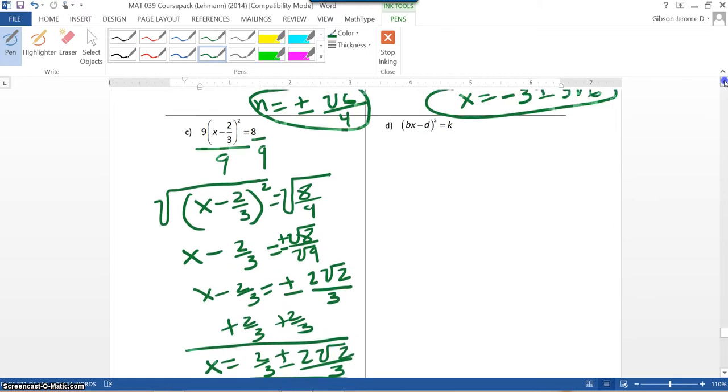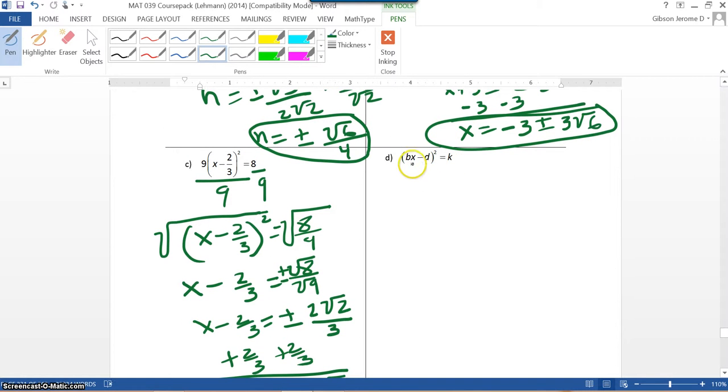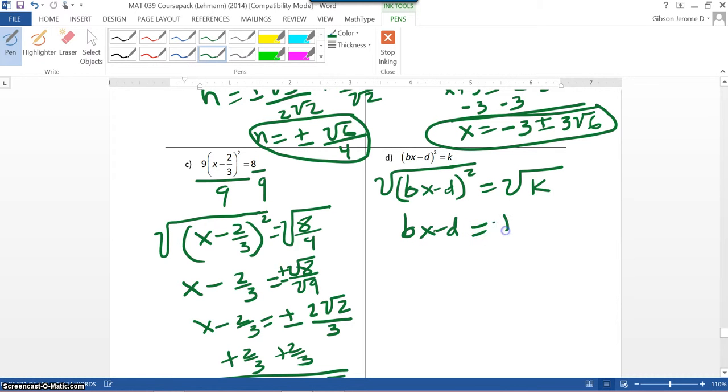Now we have to scroll back up here to D. If you notice here, we have a parenthesis squared, so we would do like we did in the other problems where we just had a parenthesis squared. We would take the square root of both sides, and we will have bx minus d is equal to plus or minus the square root of k.